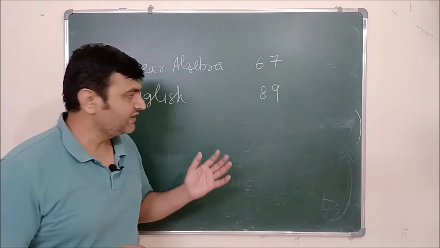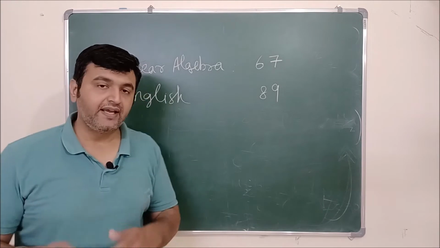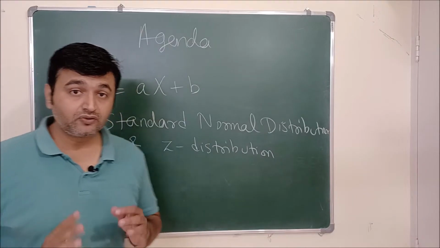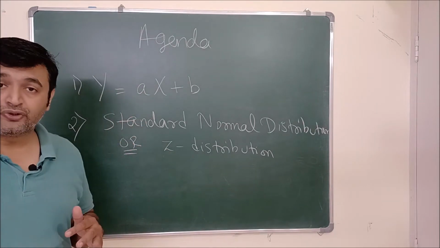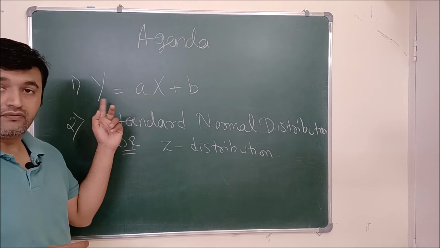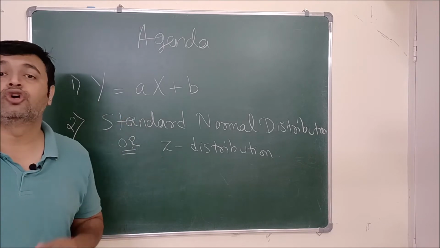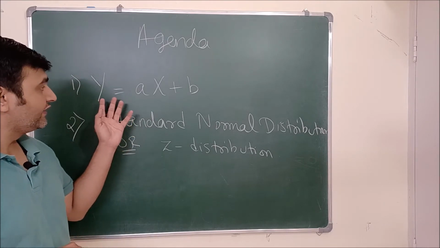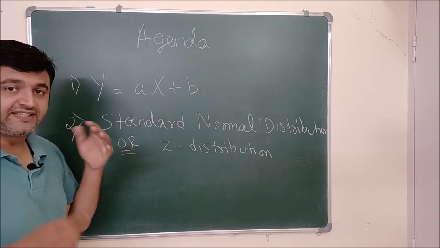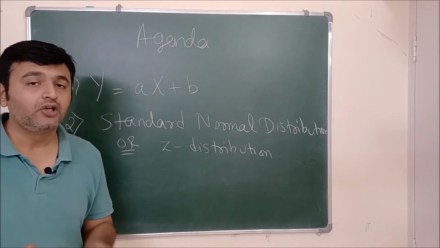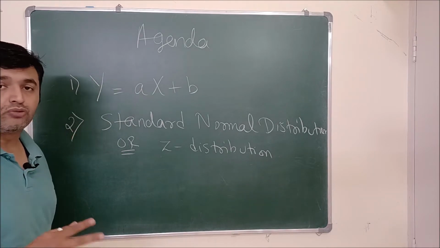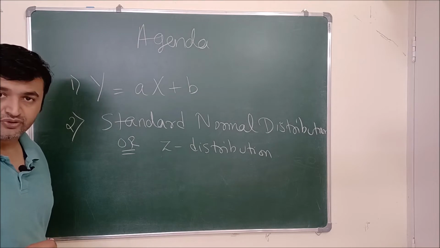So let us see what the agenda is for today's session, and then let's come back to the answer for this question. The agenda for today's session is, first we are going to see that if X is a normal distribution, then Y is also a normal distribution. That means if you do a linear change in X, which I am calling Y, it is also a normal distribution. So the linear change of variable of a normal distribution is again a normal distribution.